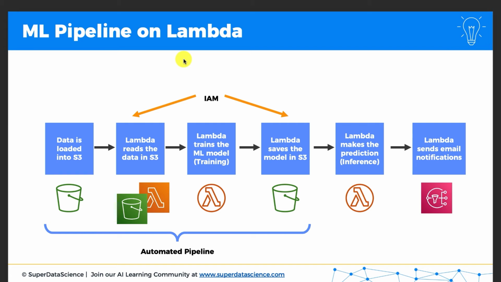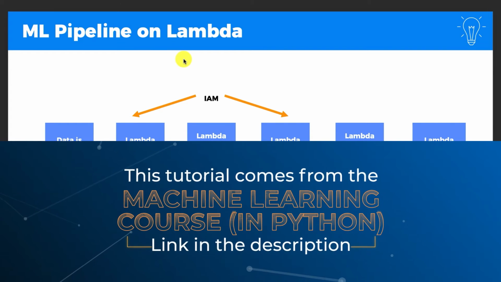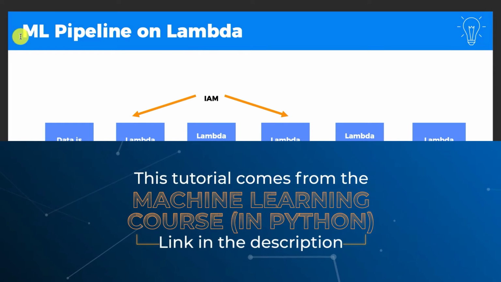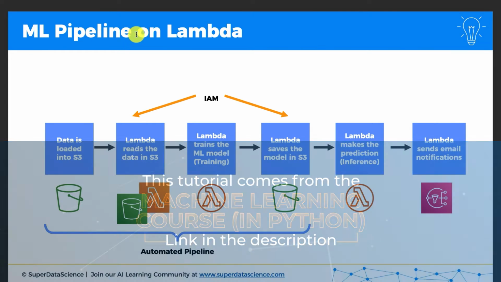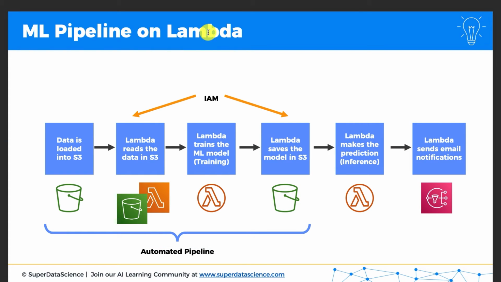Hello my friends and welcome to this new section of the Machine Learning Level 3 course on how to build an automated machine learning pipeline on Lambda, which is another service of AWS, a compute service that is serverless, I will explain what it means, and which also responds to events. Alright, so here is what we're going to build. Let's see the pipeline in the different steps.